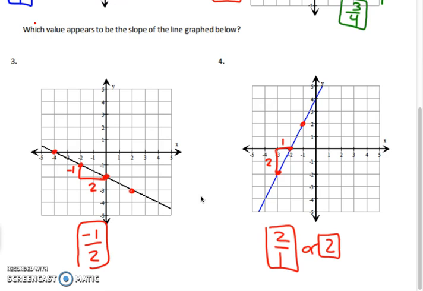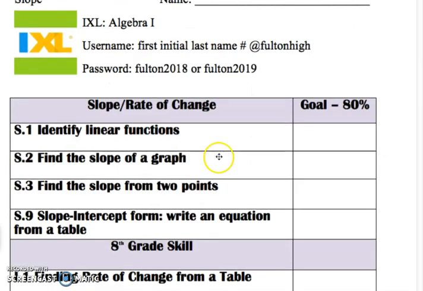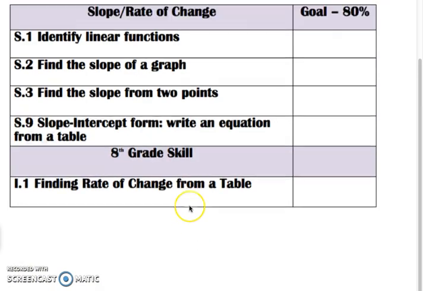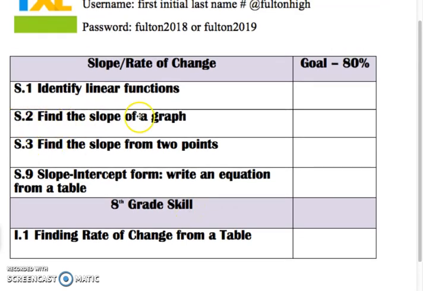So we've done points, graphs, and tables. So now let's practice on some IXL. So finding the slope from a graph is S2, slope from 2 points is S3, and then if you go back to 8th grade, they have finding rate of change from a table. Okay, so you should have already done S1 from Friday, but let's try these couple for rate of change practice.